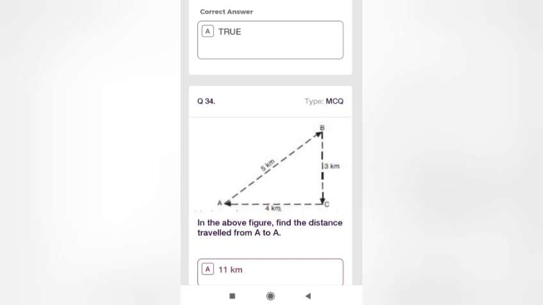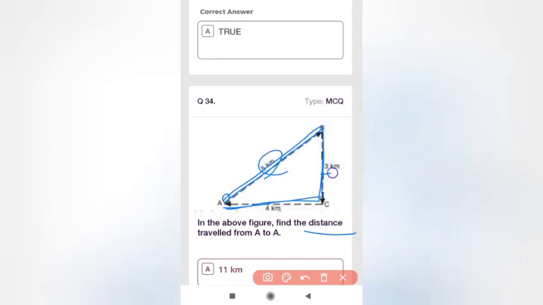So in the above figure, find the distance traveled from A to A. So an object is moving from this particular point. It moves like this and it comes here. So what will be the distance? Distance means the longest path. So it has traveled 5 plus 3 plus 4.